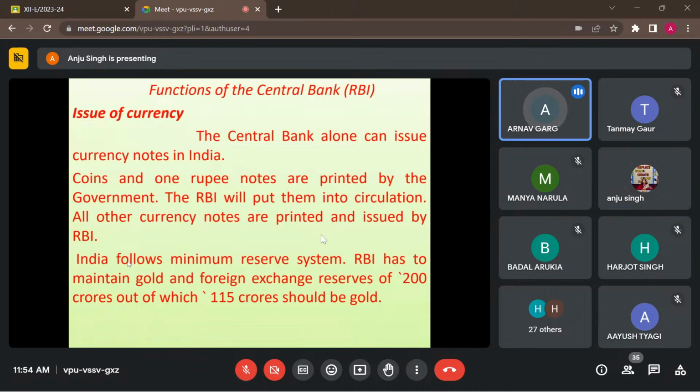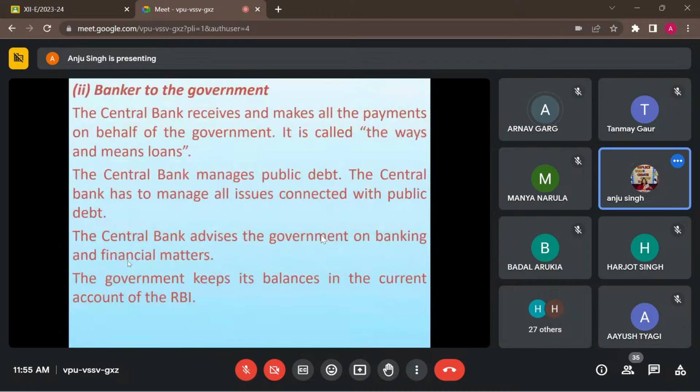Coins and 1 rupee notes are printed by the government. The RBI will put them into circulation. All other currency notes are printed and issued by RBI. India follows the minimum reserve system. RBI has to maintain gold and foreign exchange reserves of 200 crores, out of which 115 crores should be gold. And what about the other 85 crores? That should be foreign reserves. Good.